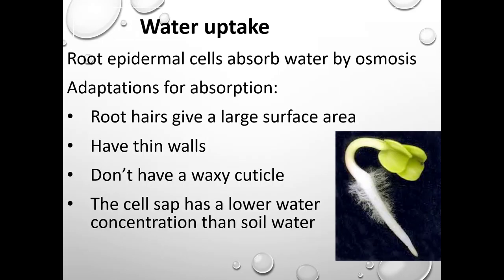With water uptake, your root epidermal cells absorb the water by osmosis, and the way that roots adapt for this absorption is that root hairs have large surface area, they have thin walls, they don't have a waxy cuticle, and the cell sap has a lower water concentration than the soil water, so the water is able to come in to create that equilibrium on either side of that root.